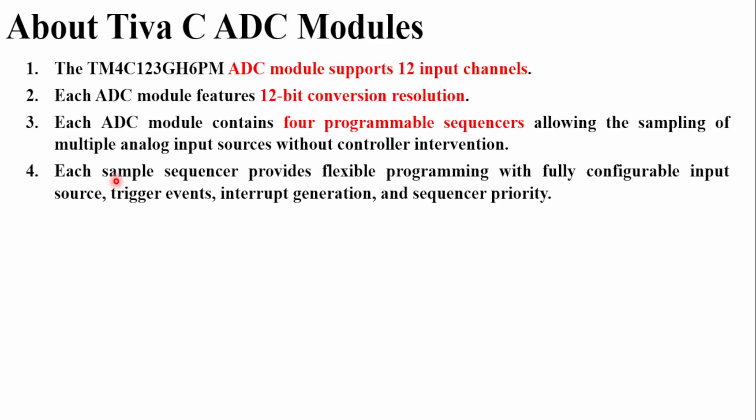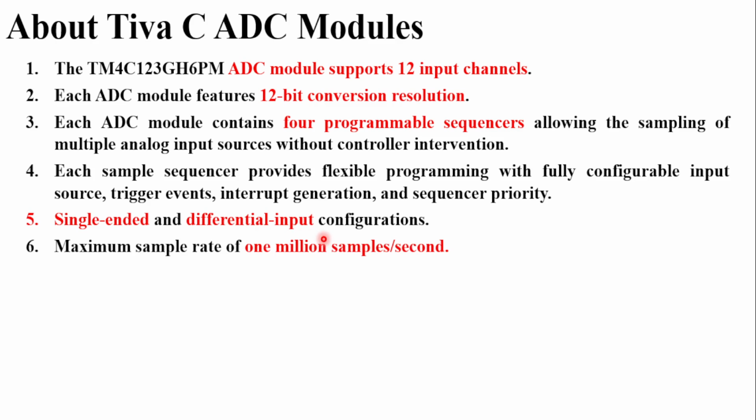Secondly, each sample sequencer provides flexible programming and we can generate the events of ADC modules using different triggers, interrupts, sequence priority and all. These ADC modules support single-ended as well as differential input configuration, and it can go up to 1 million samples per second. So that means the sample rate can go up to 1 million samples per second. It is a very high sampling rate.